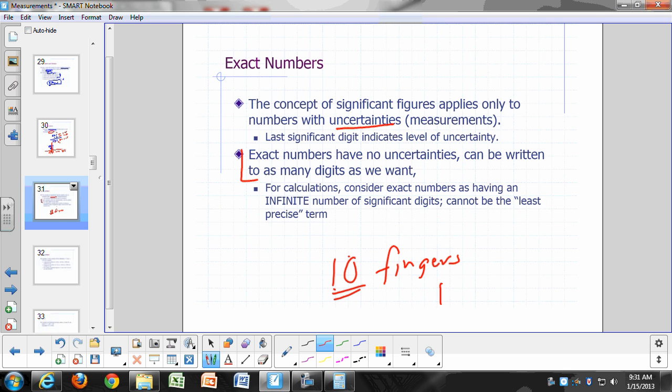So that 10 is what we would call an exact number. You can write it as 10.00000000. You'll never get to a point where you have to have any doubts about that number. So we say, for purposes of doing calculations, an exact number is one that has an infinite number of significant digits. So it can never be the least precise term in your calculation. So in any calculation you're doing, it can't be less precise than any other number.